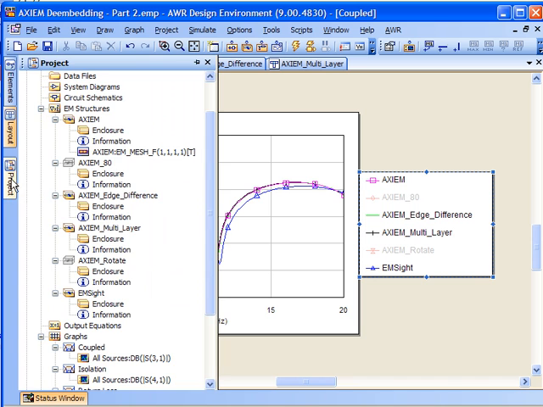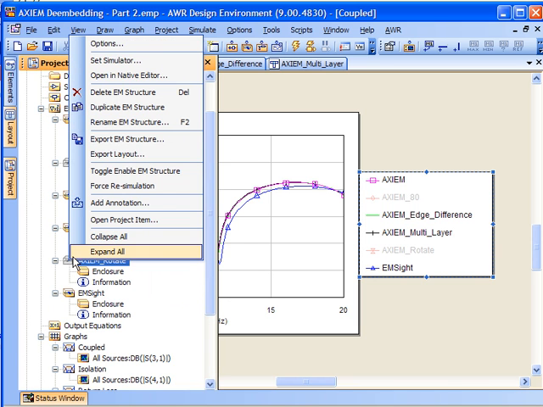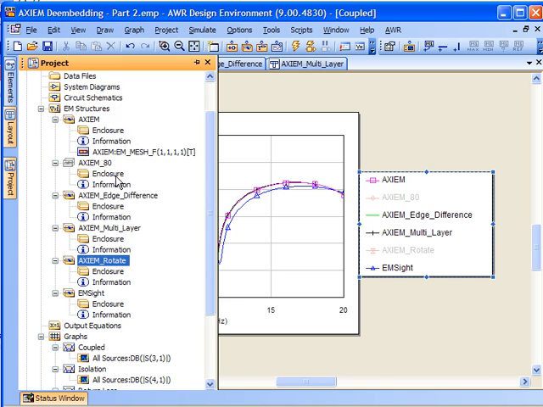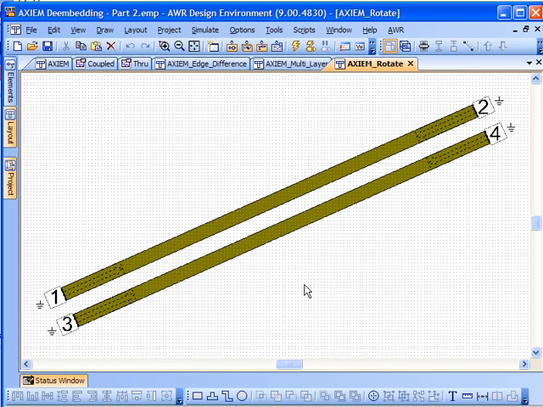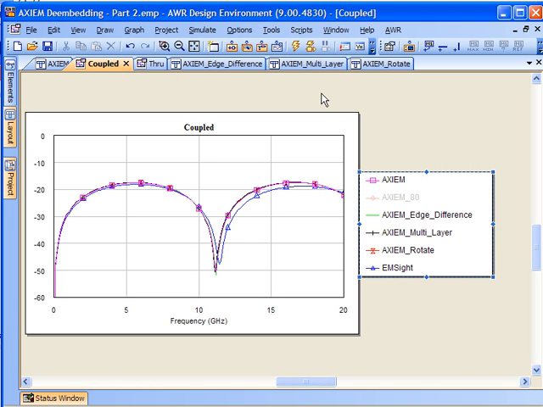We have a couple other cases here that we can look at. We can rotate the lines and see what happens. So in this case, the lines are on an angle, but again, the lengths of line that we're talking about are identical in both cases, and the reference planes are parallel, if you will, even though this is a rotated coordinate system. In this case, if we look at the results, again, they're identical to the initial case in AXIEM, which gives us great comfort that the coupled line de-embedding is in fact working exactly the way we would like.